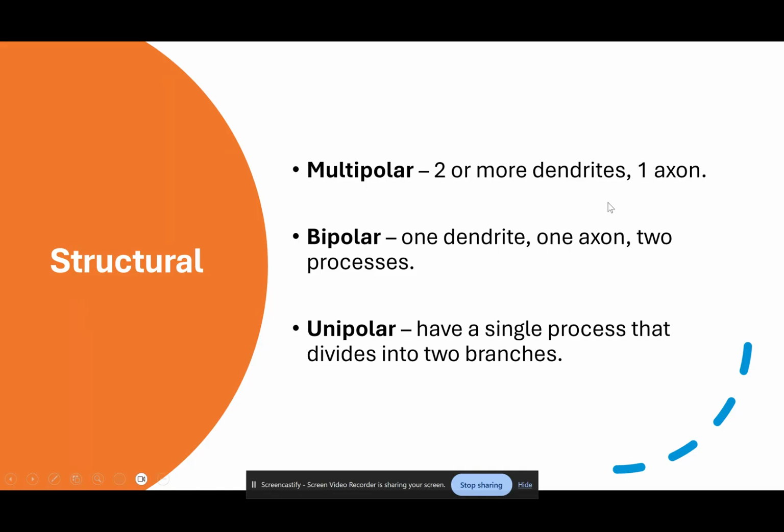Multipolar, 2 or more dendrites, 1 axon. Bipolar, 1 dendrite. We're seeing a trend here, right? 1 axon. All these are going to have 1 axon. They're going to have differing amounts of processes, however, which are those dendrites. So bipolar neurons, 1 dendrite, 1 axon, 2 processes. Unipolar, single process that divides into 2 branches, still 1 axon.